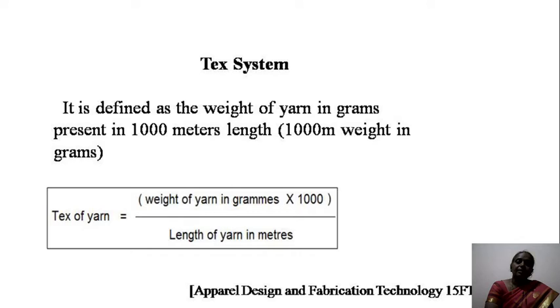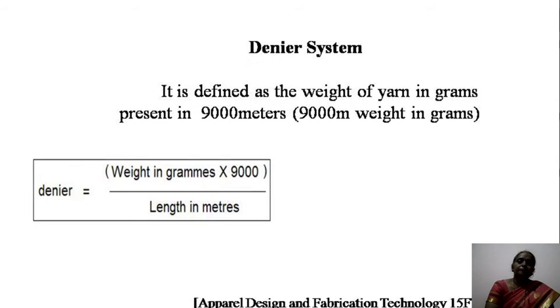Tex of the yarn is equal to weight of the yarn in grams into 1000 divided by length of the yarn in meters. If the length of the yarn in meters and weight in grams are given, you can find out the yarn count using this tex system, that is weight of the yarn in grams into 1000 divided by length of the yarn in meters. This is the tex system of finding the yarn count.